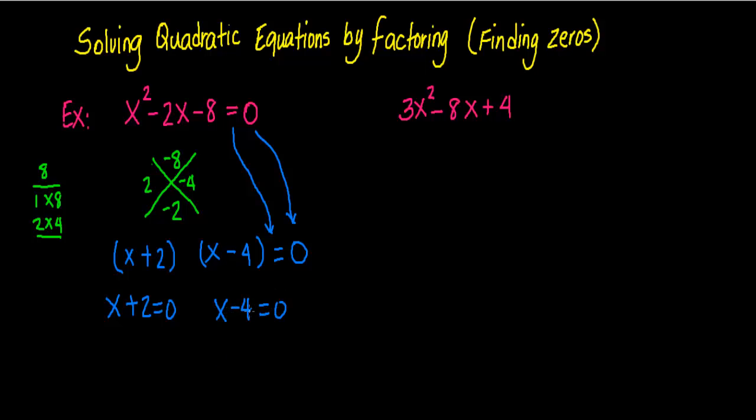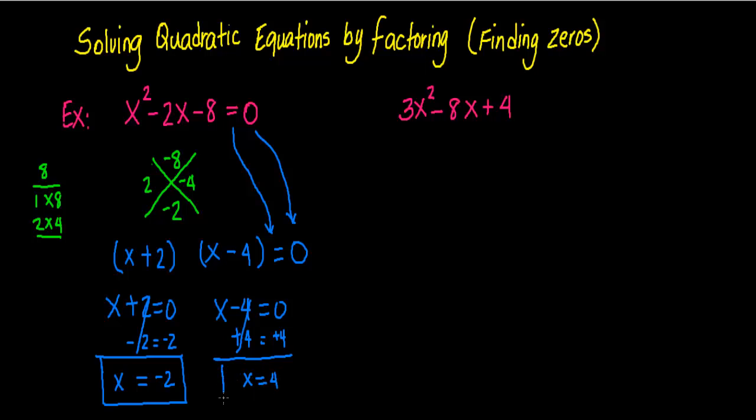To solve for x here, I subtract 2 on both sides. Why do I subtract 2? Because I want to make this 2 plus -2, 0. So x is equal to -2. That's your first solution, or your first 0. And for x minus 4, to isolate x, we would need to add 4 to each side. x is equal to 4. And that's your second solution, or your second 0. And you're done. You found the zeros.